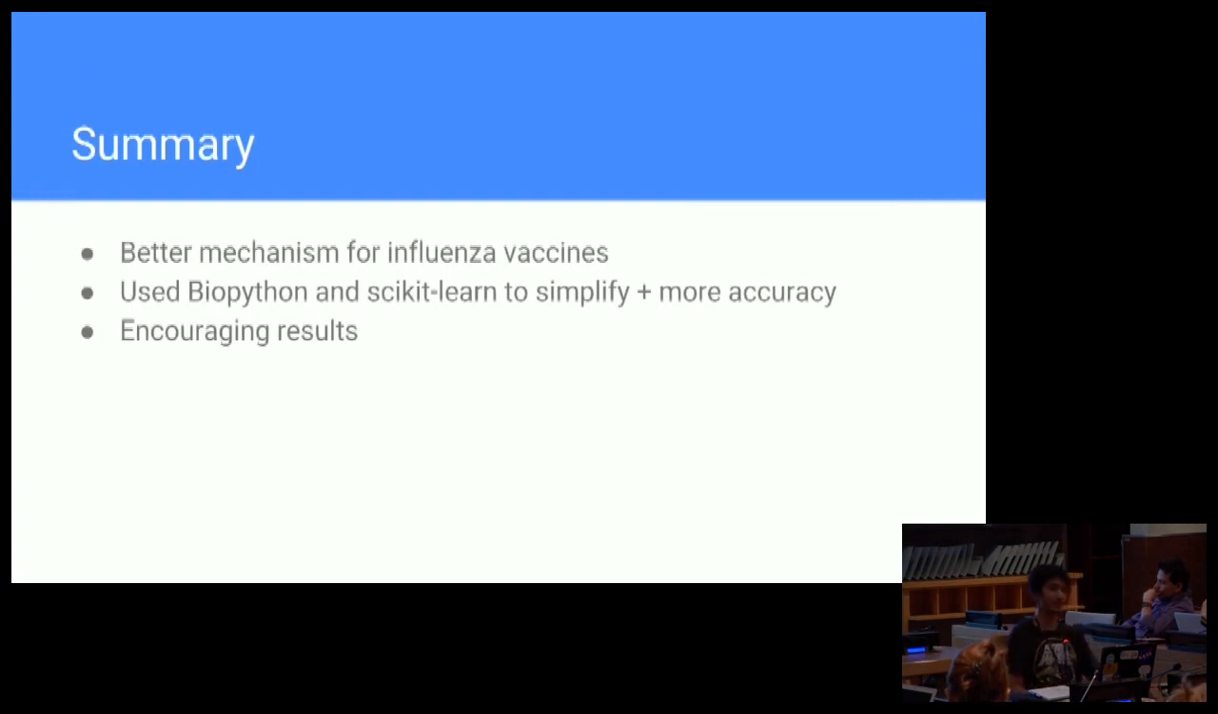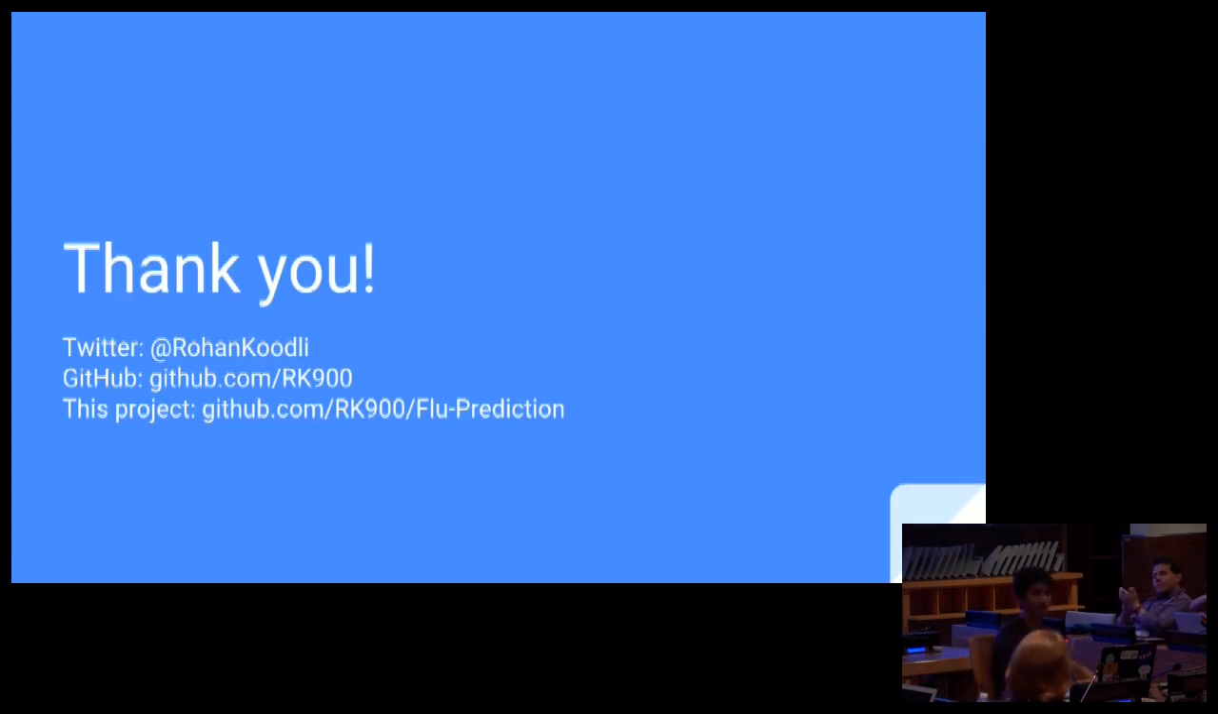So to sum it all up, I wanted to create a better way for scientists to make vaccines for the flu. So how I went about doing that was to predict how the flu would change in the coming years, so that scientists could create vaccines specifically tailored towards them. I used BioPython and scikit-learn to make my algorithm shorter, as you saw in the how scikit-learn helped me, and the results look very encouraging. So thank you all very much.